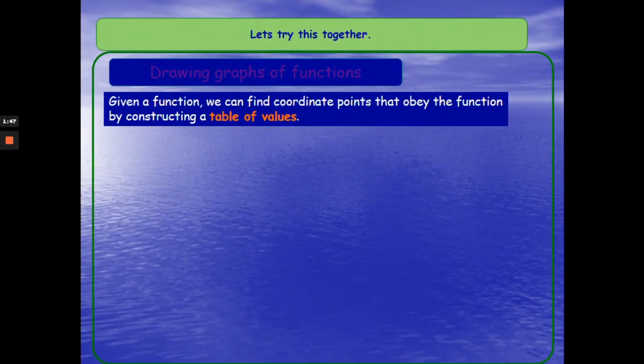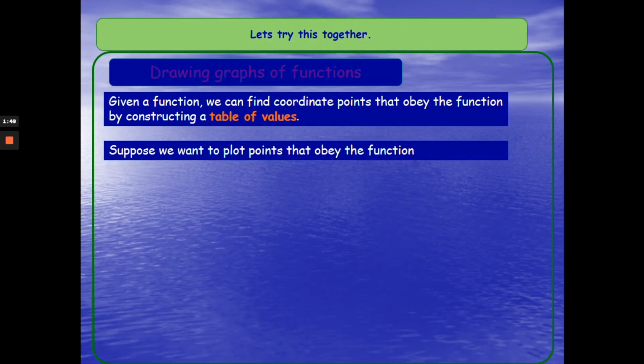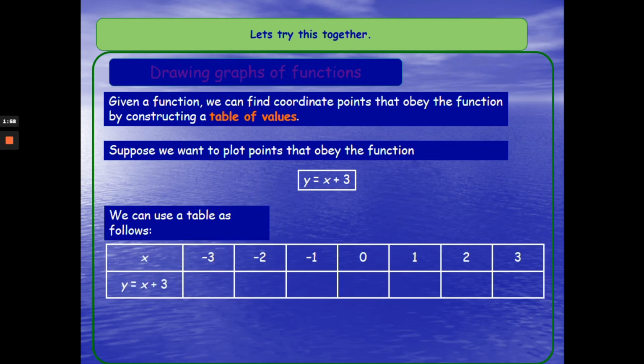So here's the example. You want to plot the points for y equals x plus 3. The first thing you need to do is draw a table which goes from -3 all the way up to 3. That means that we know what the value of x is. So for the first one, y equals x plus 3 would be y equals -3 plus 3, which equals 0.